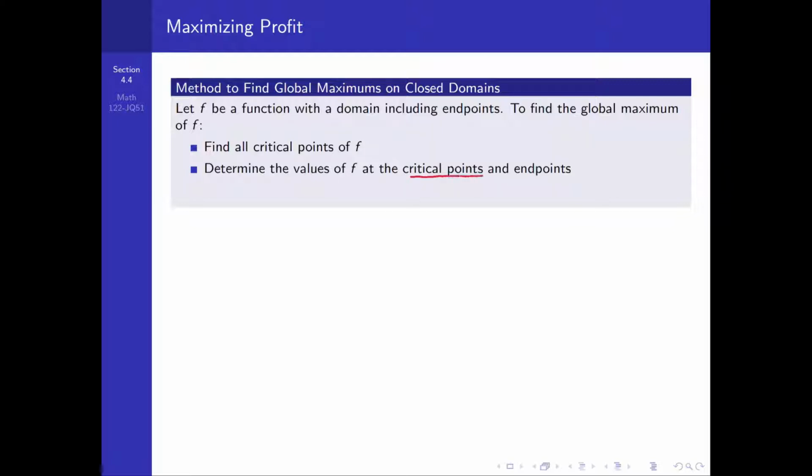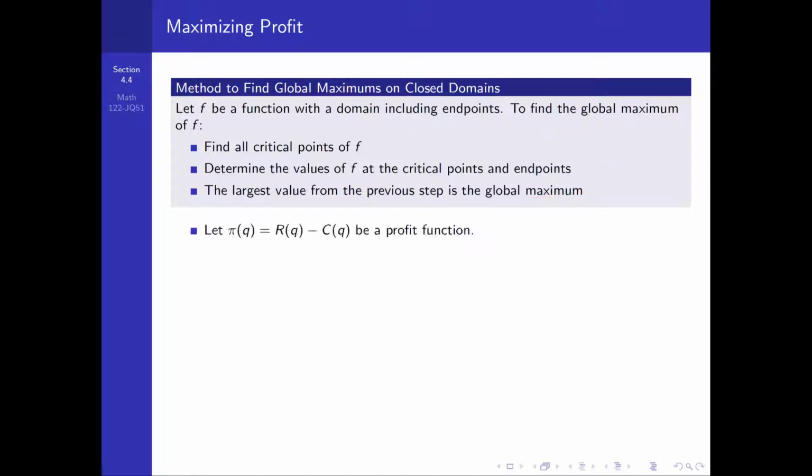And remember, you also have to check the value of the function at the endpoints of the interval, because in this case, our interval includes endpoints. And finally, we sort through all of these values that we got from the previous step, and the largest value from that previous step is always going to be the global maximum. And I don't list it here, but the smallest value or least value from that previous step is always going to be the global minimum.